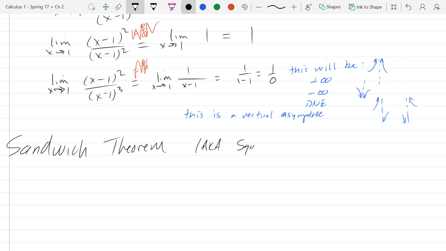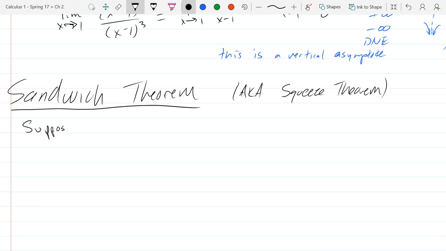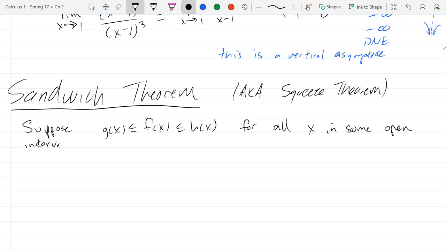So, also known as the squeeze theorem, we'll write down the sandwich theorem. Suppose g is less than or equal to f less than or equal to h, for all x in some open interval containing x equals a, except not necessarily at x equals a. So we have this property near a, but not necessarily at a.